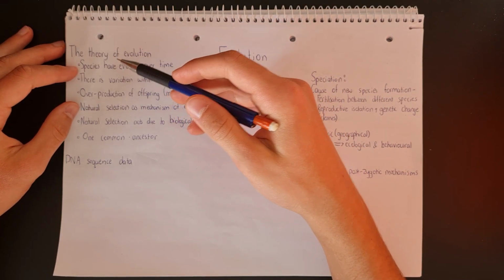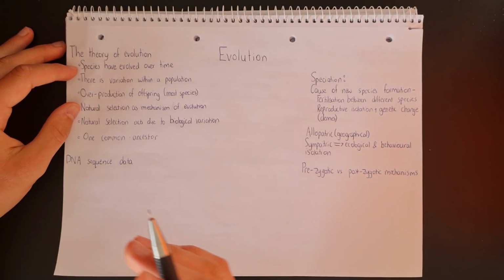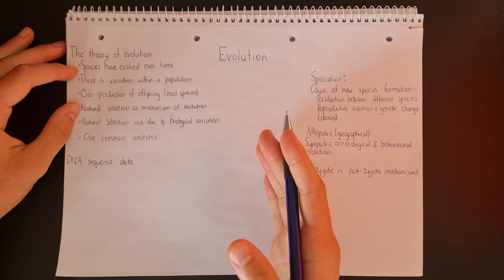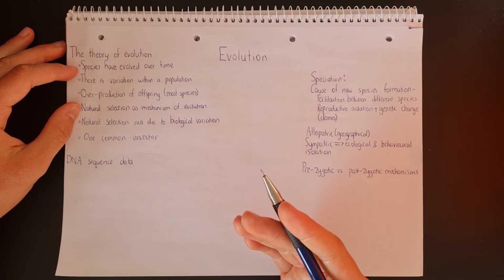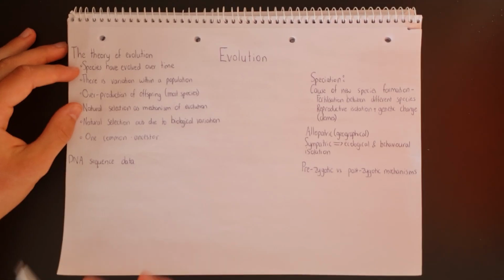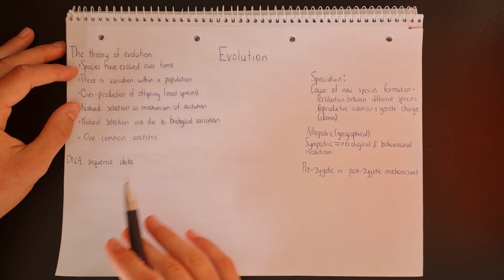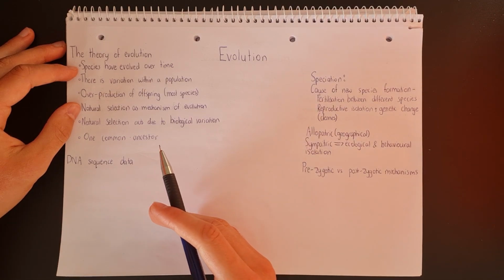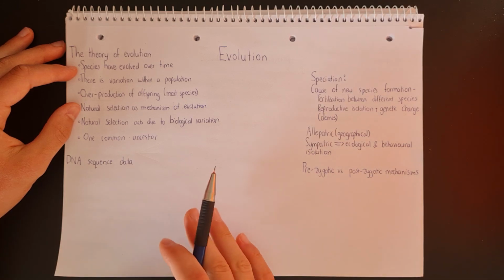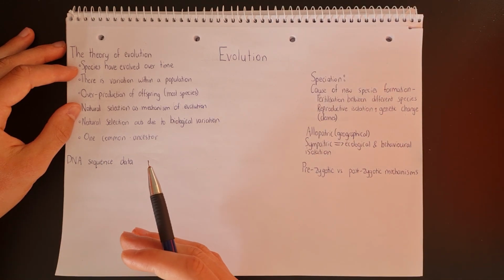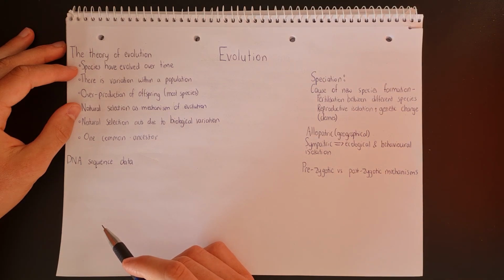So let's take a look at the main features of the theory of evolution. The first one that we have is that species have evolved over time. Now, between each generation, there are differences to the previous generation. In species that have long generation times, for example, each individual lives maybe 90 years, evolutionary change will be much slower than in species that have a generation time of maybe 10 years.